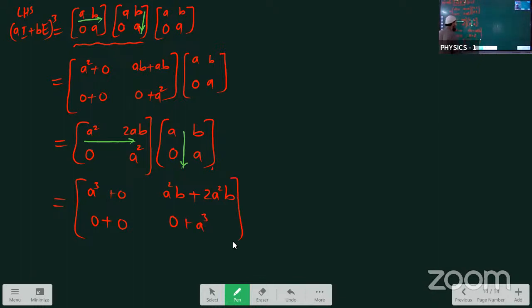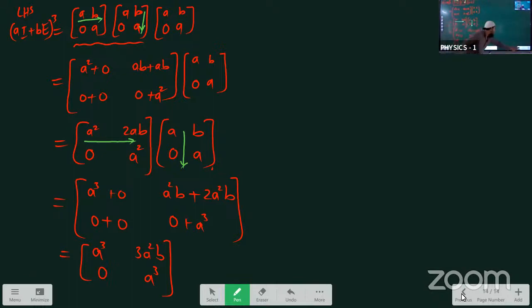Okay, this finally matrix is equal to A cube plus 0 is A cube, A square B plus 2A square B. How many A square B? 3A square B. 0 plus 0 is 0, 0 plus A cube is A cube. So this is the matrix we got, LHS we got. AI plus BE whole cube value we got it as A cube, 3A square B, 0, A cube.